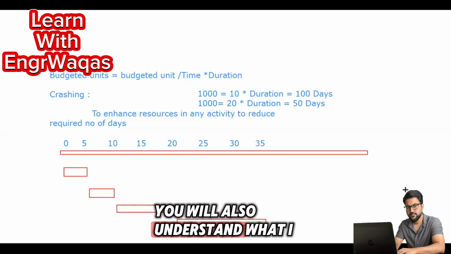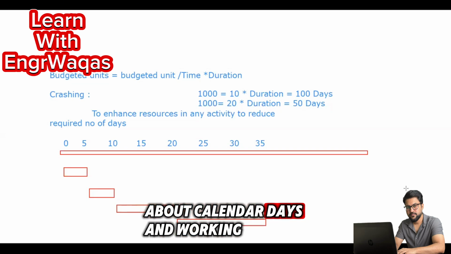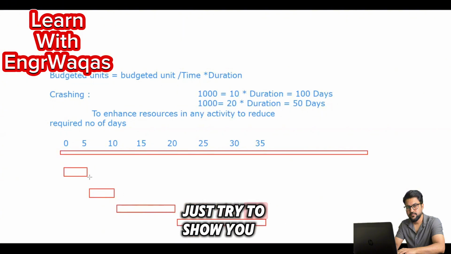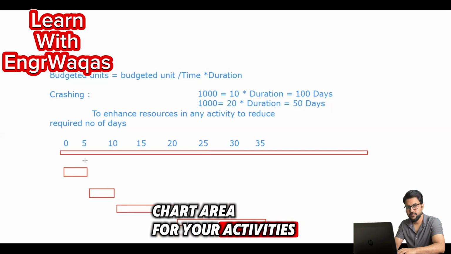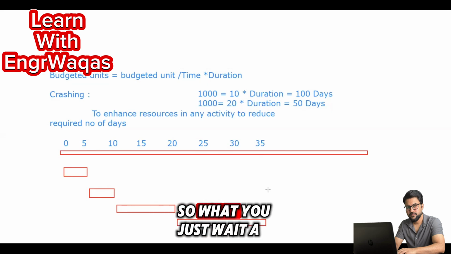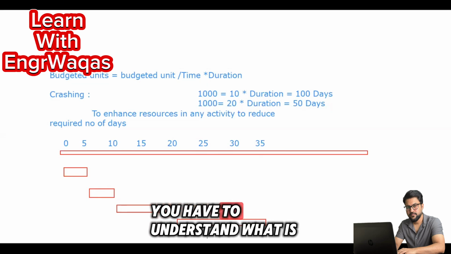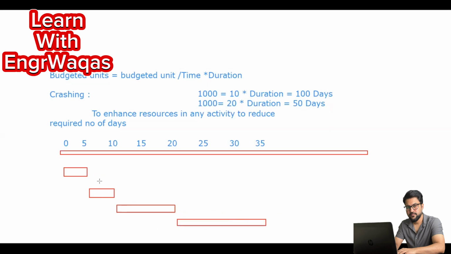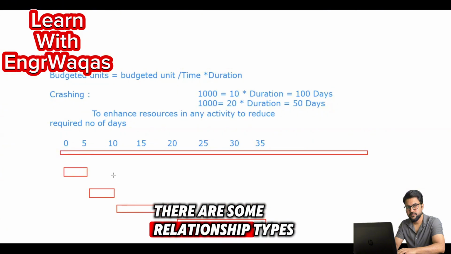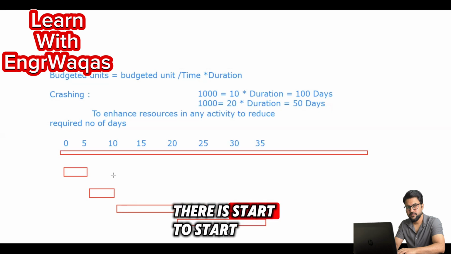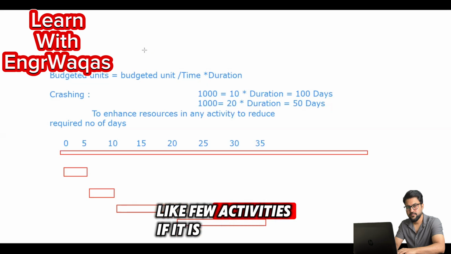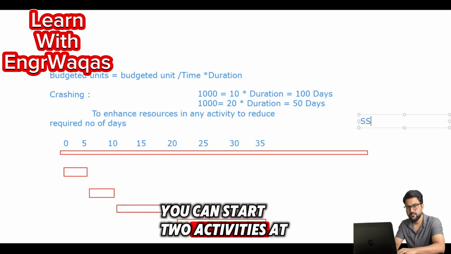Now you will also understand what I was talking about in the previous lecture about calendar days and working days. So this is the sequence of your work, this is the Gantt chart or bar chart area for your activities. You can see your activities are going to take 35 days to complete this work. Just wait a moment, you have to understand what fast tracking is. I have talked about some relationship types, like finish to start, start to start, finish to finish. So there is one relationship, start to start, where if it is logically possible you can start two activities at the same time.